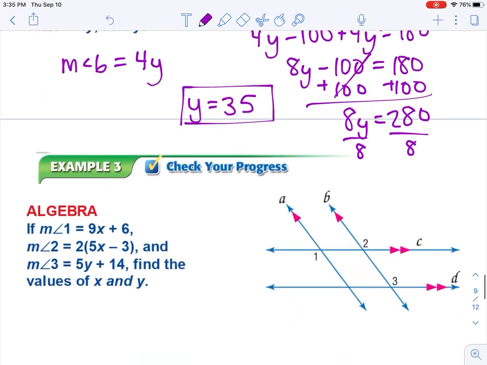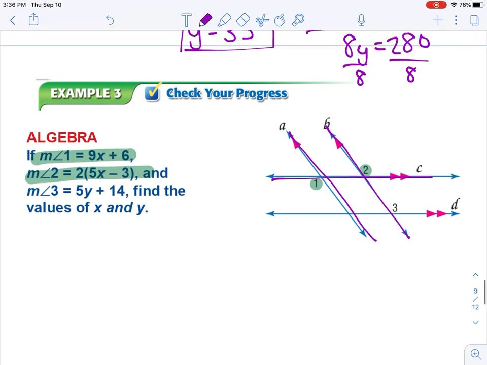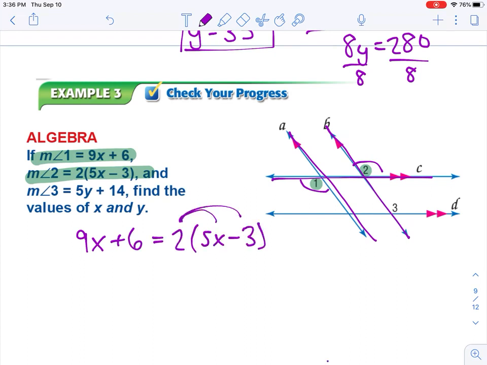All right. We have one more like this. This time, though, we have two variables, x's and y's. I need to solve using my same variable, which means I'll solve for x first. So I have angle 1 and angle 2. These guys are alternate exteriors. That means they are congruent, so I will set them equal. I'll distribute. I will solve.